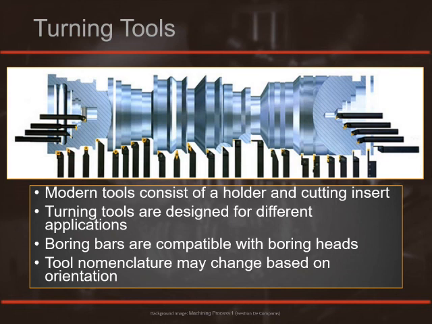The tool nomenclature may change based on the orientation. Displayed in this graphic is a whole variety of different tools, their orientations to a workpiece, and their functions. Tools that are designed to cut on the inside diameter of the part are called inside diameter tools. Tools that are facing to the left are left-handed tools toward the primary spindle. Tools that are facing to the right compared to the primary spindle are right-handed tools. Tools that cut on the outside diameter are outside diameter tools.